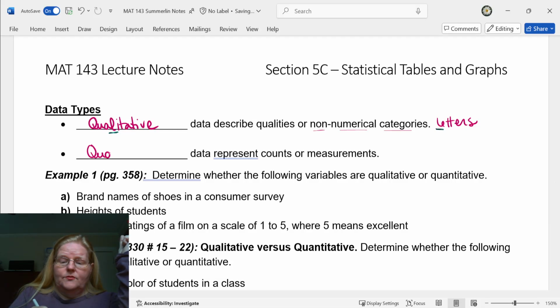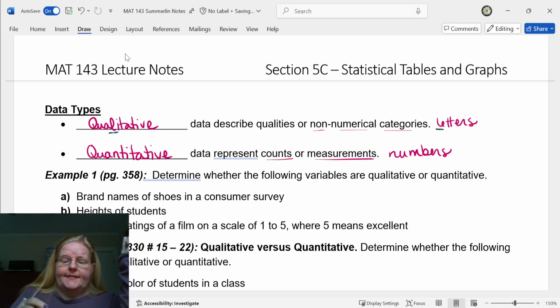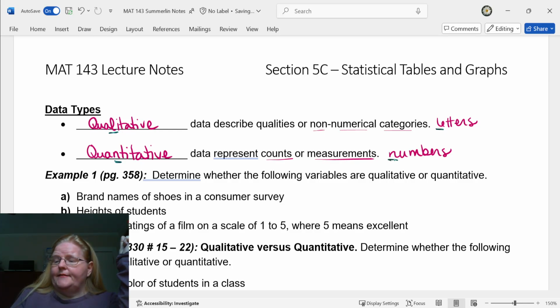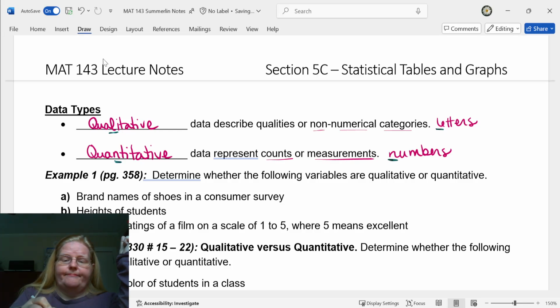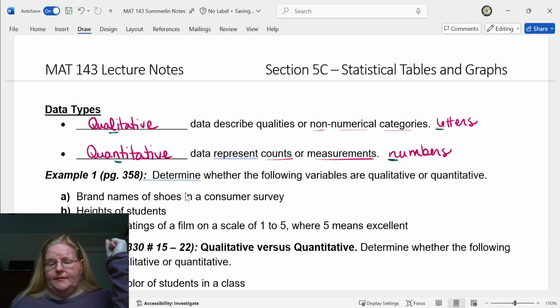Quantitative represents data that counts or measures. In other words, it is usually numbers. That's why it has the N in it for numbers. I'm saying you'll be able to remember that.